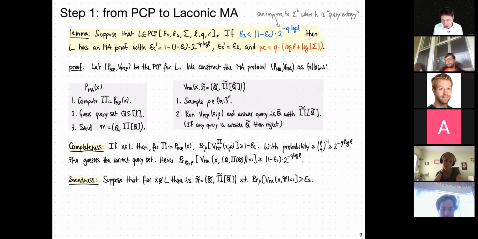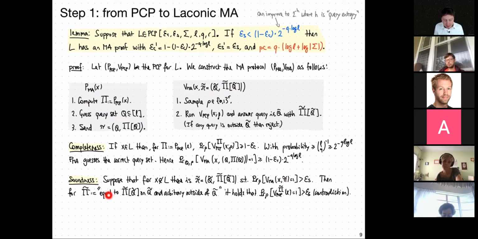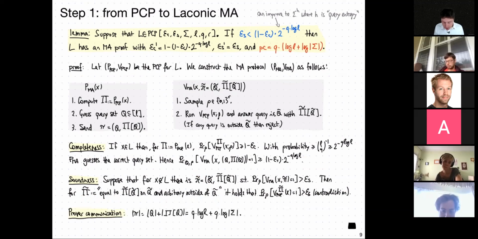The soundness doesn't change, right? Because the verifier is still running as before, and it's as if it's running with a normal PCP, except that parts of the PCP are missing or invalid. So the soundness error is definitely not going to go up. To say it more formally, if X is not in L, and suppose there is some MA proof that makes the MA verifier accept, then we can always take that thing, extend it arbitrarily into a long PCP, and that long PCP will make the PCP verifier accept with more than that probability, which is a contradiction, right? So it must be that the soundness error is the same. And the prover communication is just the size of specifying the set and the local view. So that's Q log L plus Q log sigma. Okay. And that's it.